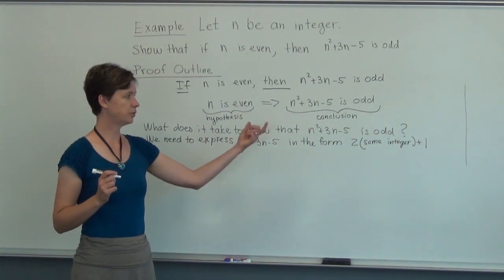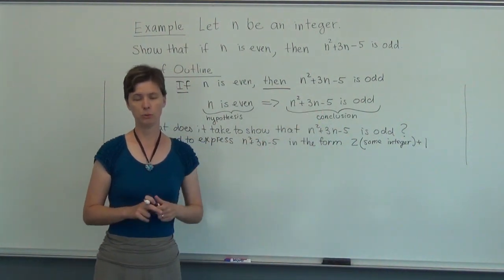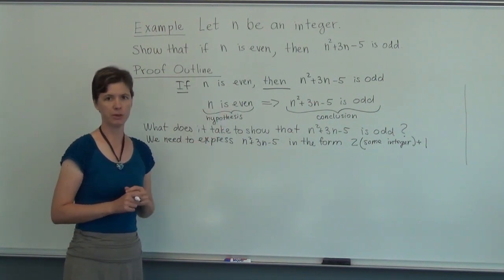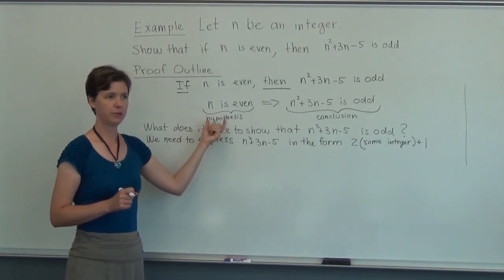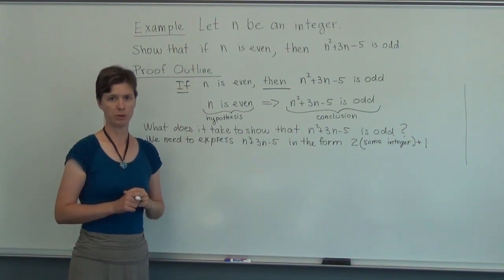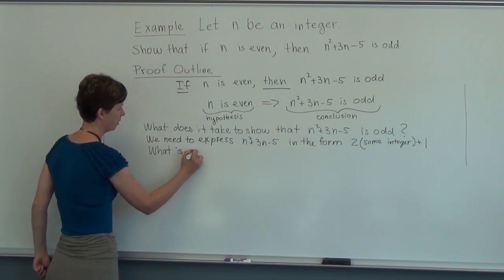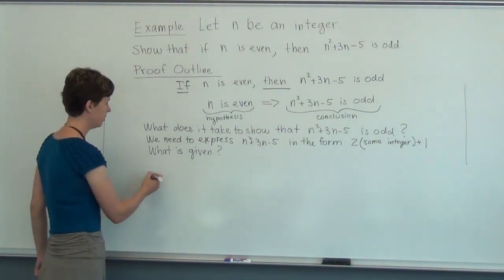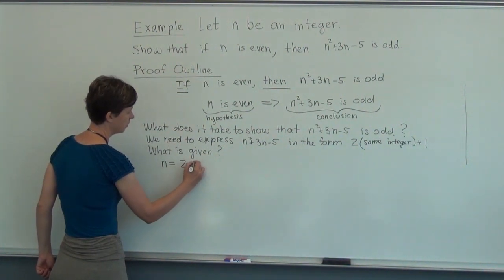Now that we know what it takes to show that this is odd, we go back and look at what we have. What we have is that n itself is even. What does that tell us about n? It tells us that we can write n as 2 times some integer. So now we look at what's given. And what's given is that we can write n as twice some integer.